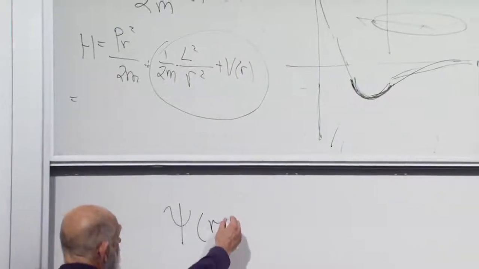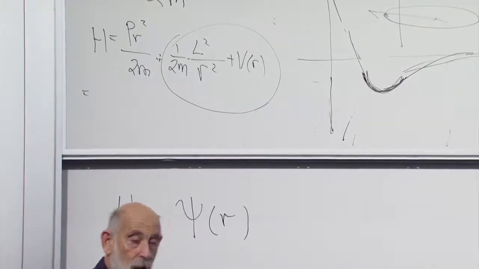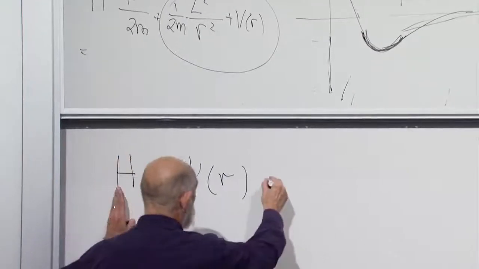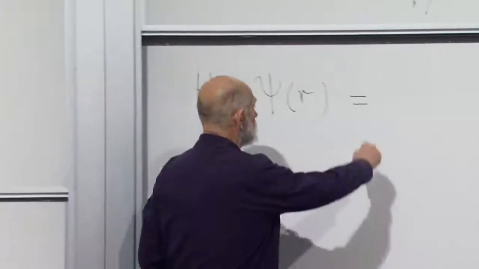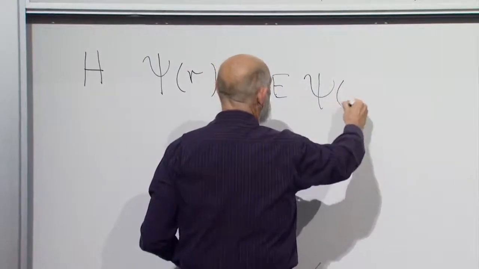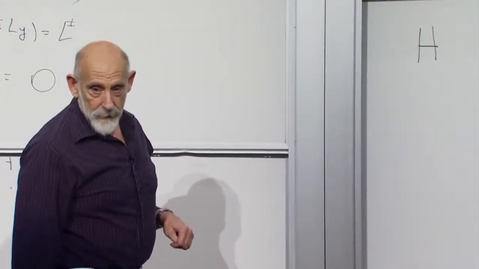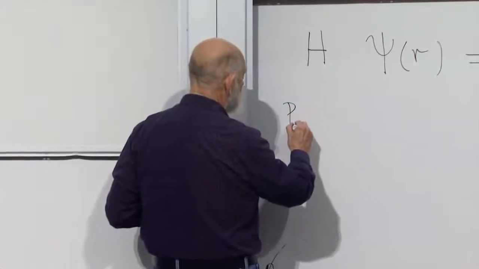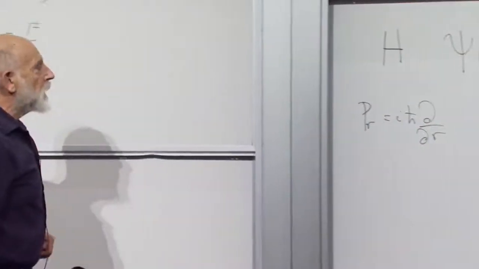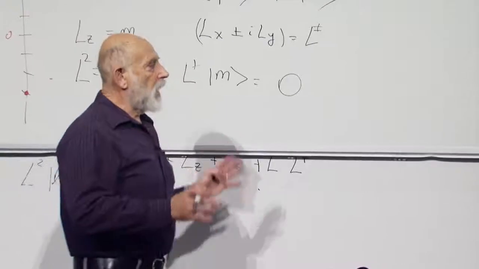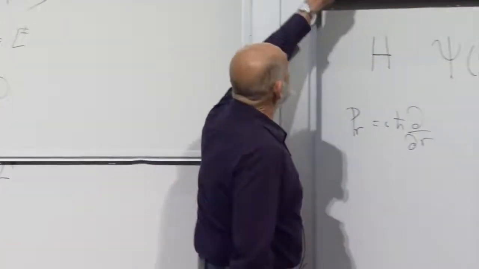psi of r, and what does it satisfy? It satisfies the Schrödinger equation, H on psi of r, let's say the time-independent Schrödinger equation. What do you put on the right-hand side? The energy. And it determines the eigenvalues and the eigenvectors of energy. Now what is H? H begins with P_r squared. What is P_r? P_r is, of course, minus i h bar d by dr. As always in quantum mechanics, a component of the momentum is minus i h bar times the derivative with respect to the corresponding coordinate.